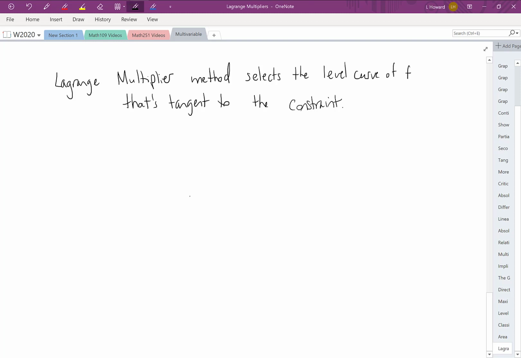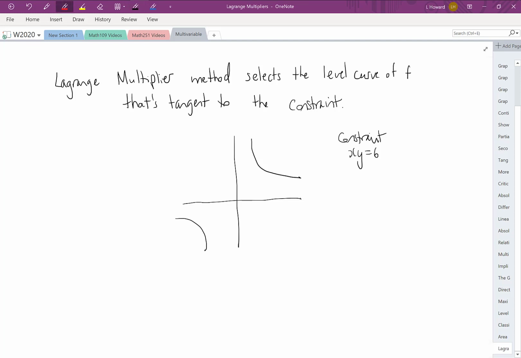So let's draw a picture just based on the example that we just did. Our constraint was that our points had to lie on the hyperbola xy equals 6. So let's draw our constraint here in black. And then let's think about our function. What were we trying to do? We were trying to minimize f, which was x squared plus y squared.